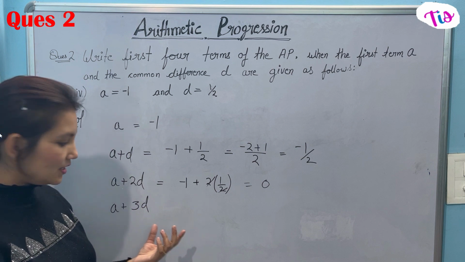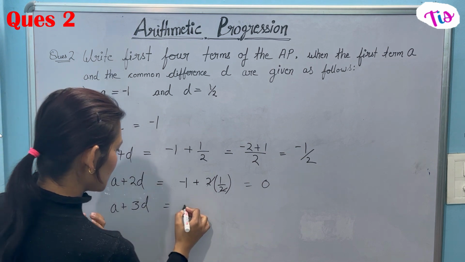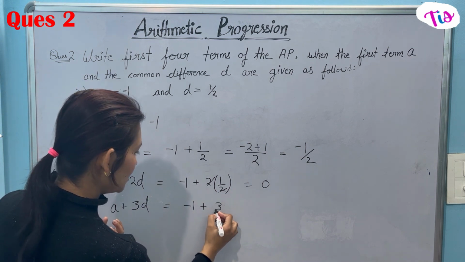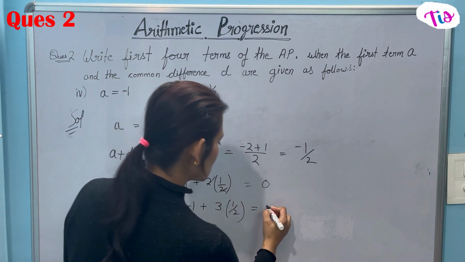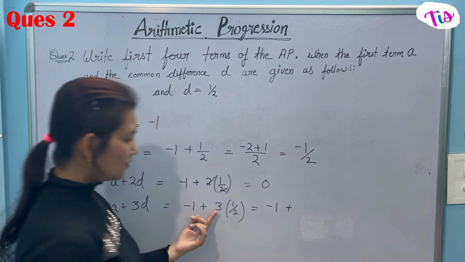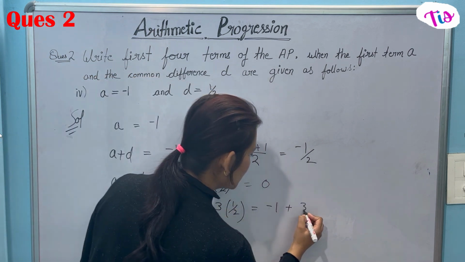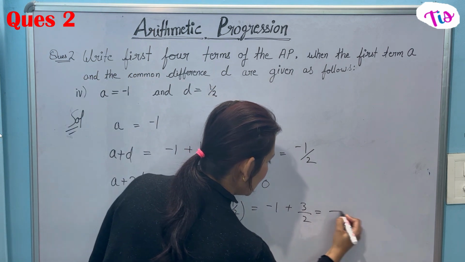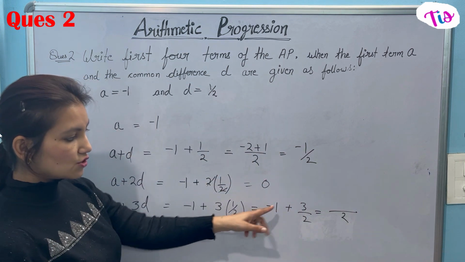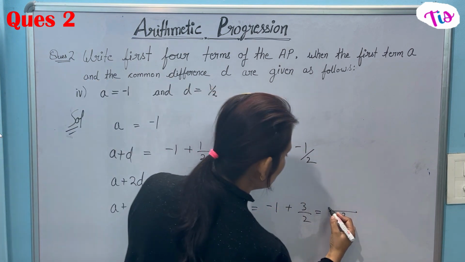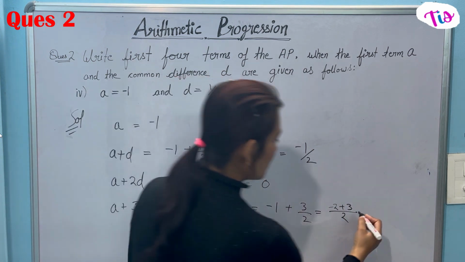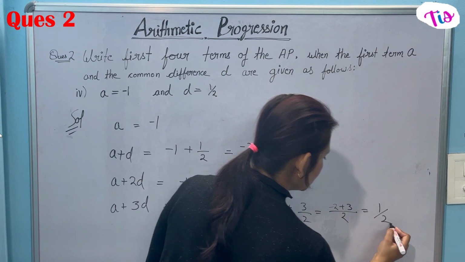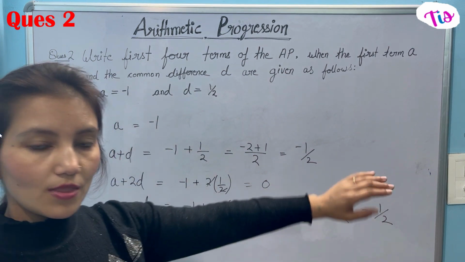And A plus 3D means -1 plus 3 into D, and D is half. So it will be -1 plus 3 into half, which is 3 upon 2. Now we'll take the LCM here. The LCM would be 2 again. So this is -2 plus 3, and -2 plus 3 is 1 upon 2. So this is our fourth term.